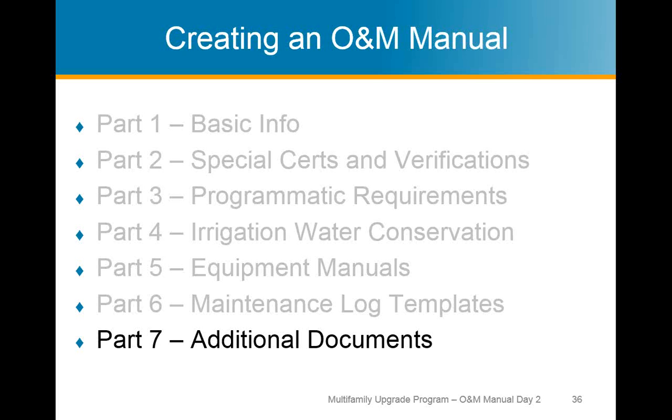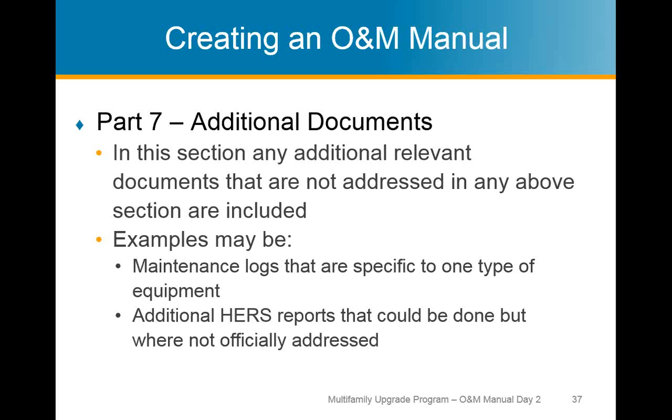So part 7, additional documentation. It's probably about what you think it is. In this section, we're including any additional relevant documents that just don't have a home in the previous six sections. So it's the miscellaneous, it's the catch-all, it's the when you're erring on the side of over documentation. This is sort of the home where other things can go.